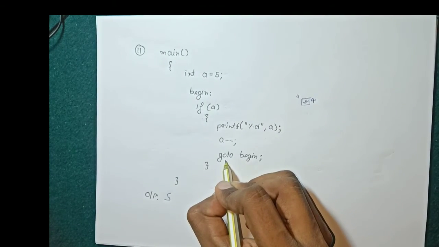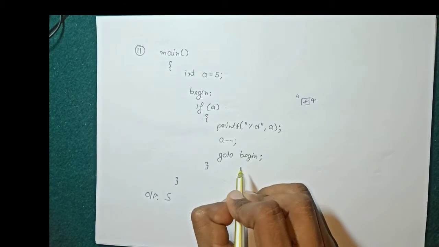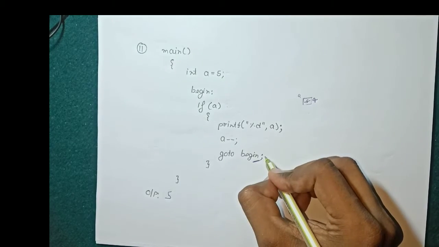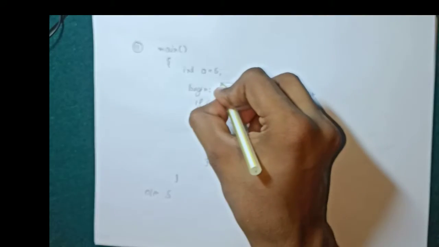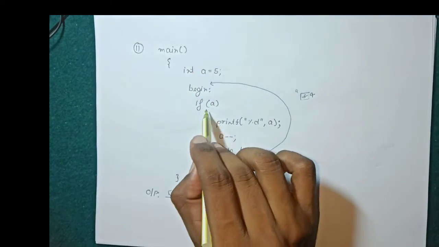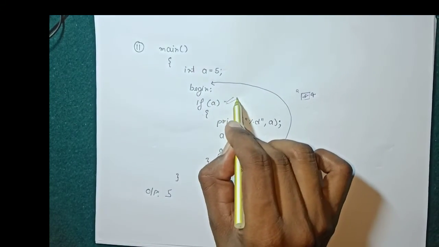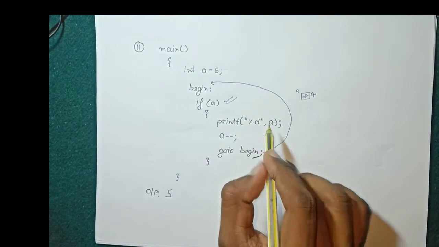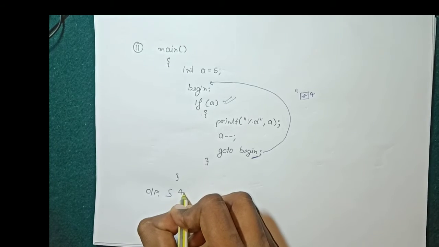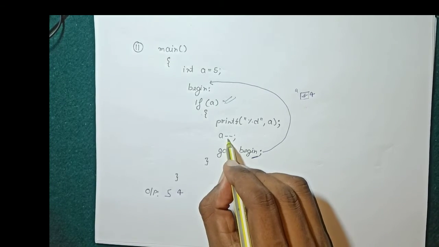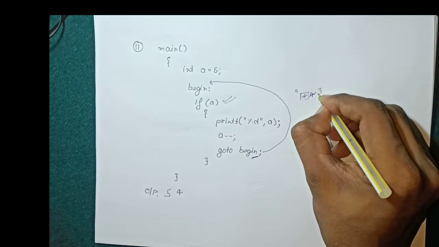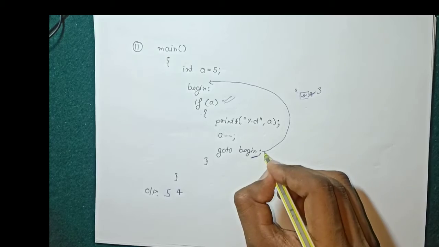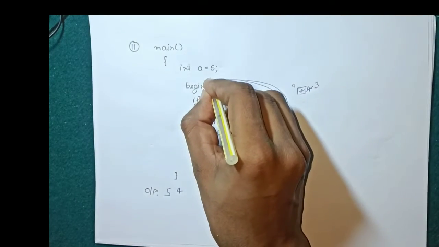Then here we have a goto statement, which is an unconditional jump statement, and we jump to the begin label. So the control goes from here to here and the program starts executing again from this line. As the value of a is 4 now, the value of a is printed, which is 4. Then the value is decremented by 1, so a becomes 3. Then the goto statement is executed again and it transfers the control to the label begin.